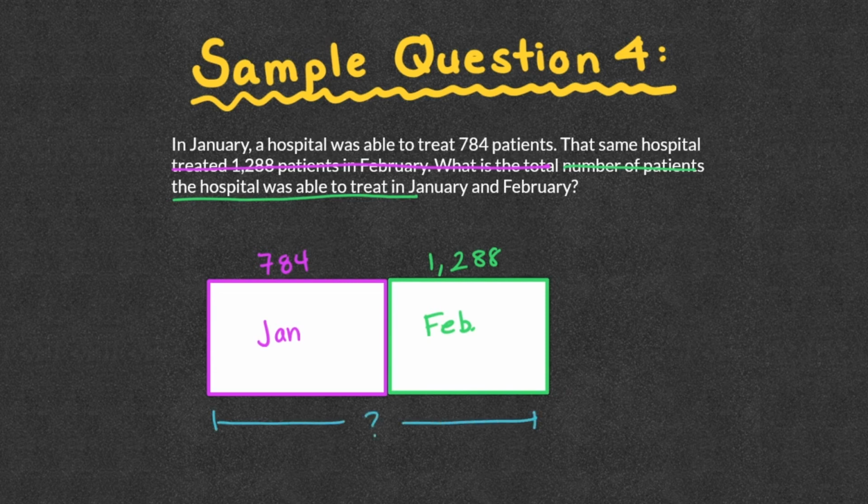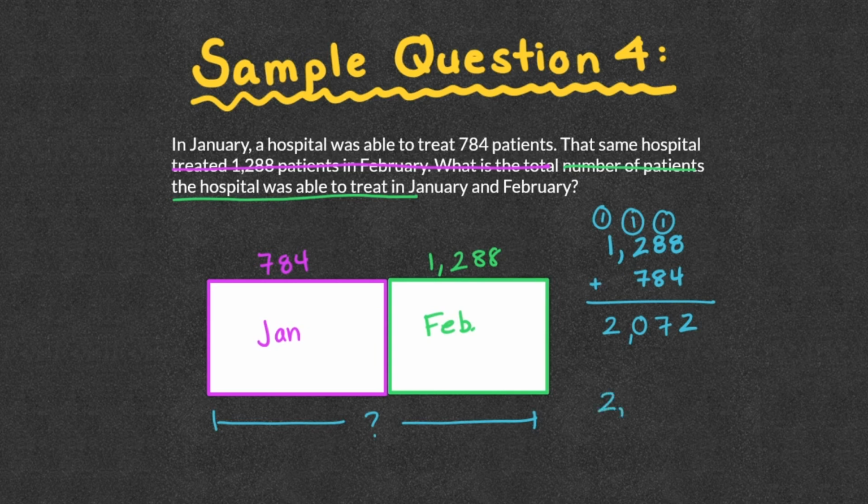How do I find the total of those two? I'm going to put them together. Now, the order, again, for addition does not matter. I just have a personal preference where I like to put the larger number on top. Just makes it easier to line things up for me. So 8 plus 4 is 12. Drop the 2, carry the 1. That's 16 plus 1 is 17. Drop the 7, carry the 1. This gives me 10. Drop the 0, carry the 1. So the hospital was able to treat 2,072 patients in January and February.